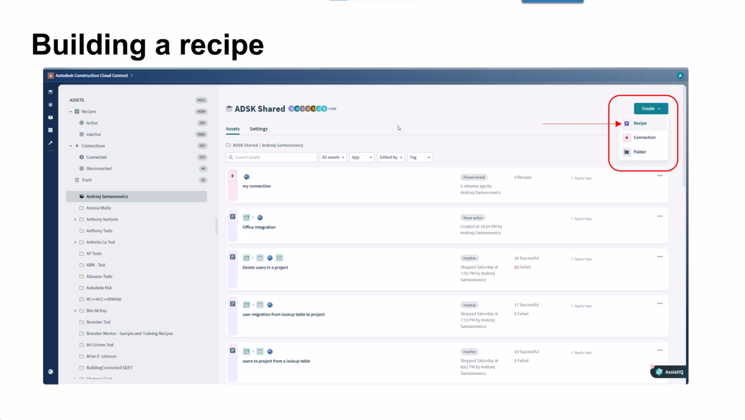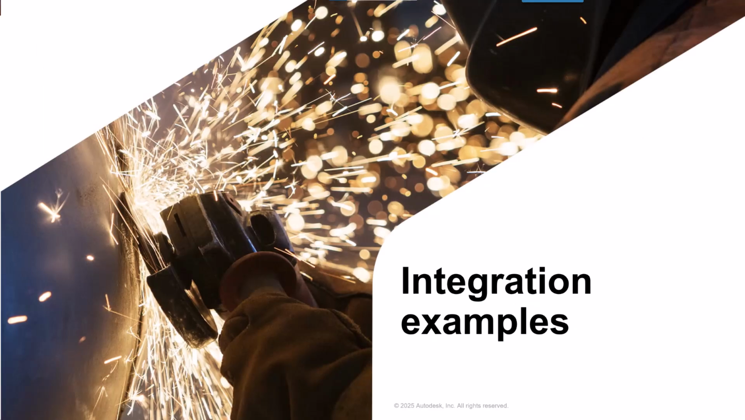To start building a recipe in ACC Connect, click the Create button and select Recipe. This launches the visual editor where you define the workflow's trigger and steps. Recipes are the core of automation in ACC Connect. They let you move data, perform logic, and connect apps with or without writing code. Integration examples.